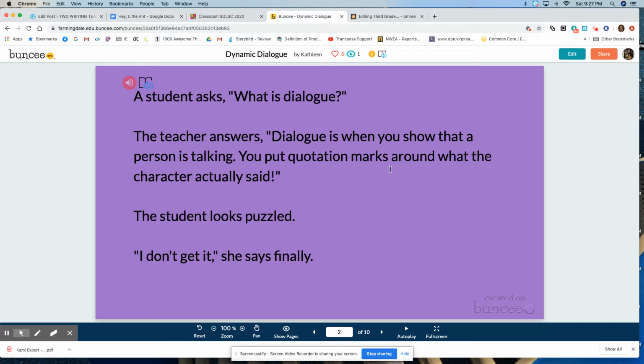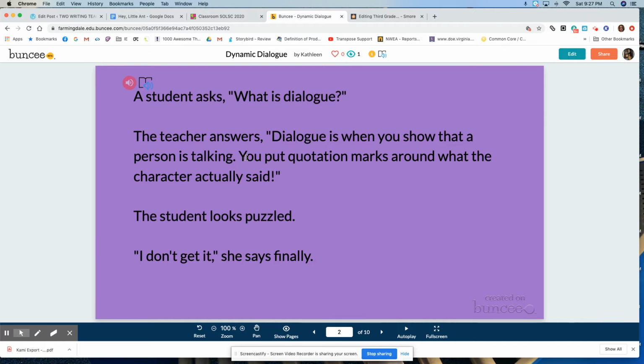You can see in this example that we are using dialogue. So up here, the student asks, "What is dialogue?" And you can see that there are quotation marks here and then at the end. So exactly what the person says is framed with the quotation marks. Okay. And then you move to a new paragraph because every time someone is speaking, you want to go to the next paragraph. So the teacher answers, and then the teacher's saying, dialogue is when you show that a person is talking. So it starts here.